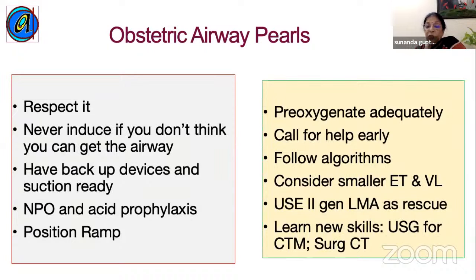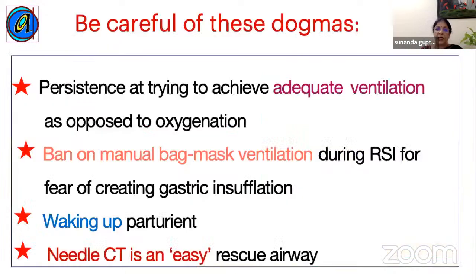Follow algorithms. You should have your own algorithms and decision aids. Consider smaller endotracheal tubes, and a video laryngoscope should ideally be present. A second generation LMA should be used for rescue, and keep learning new skills, ultrasound guidance for the CTM and surgical cricothyroidotomy. And be careful of these dogmas. Persisting in trying to achieve adequate ventilation is not what we are going to do, but we need to maintain the SpO2 levels above 95.